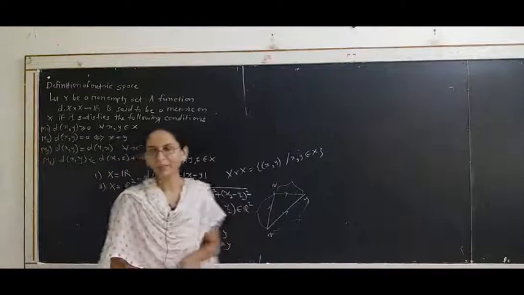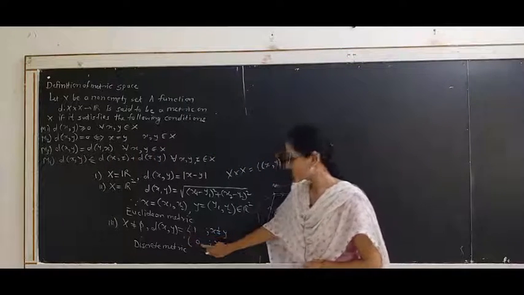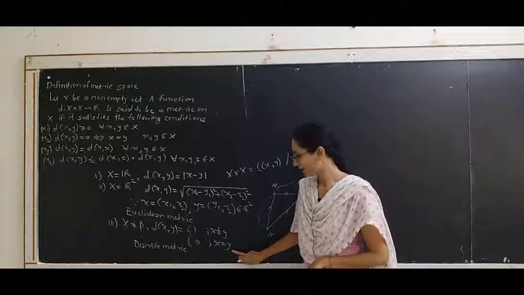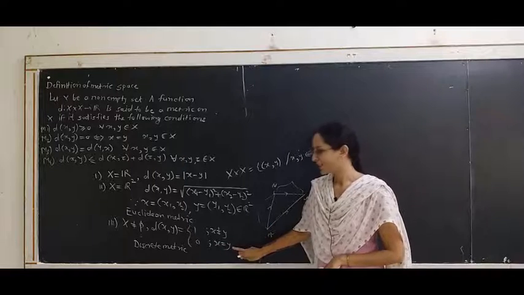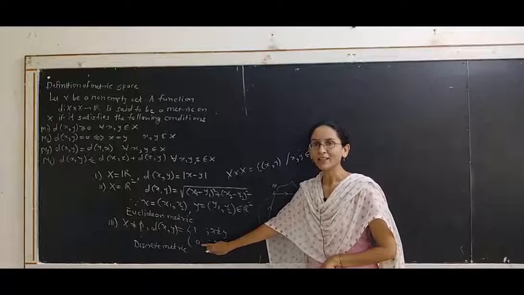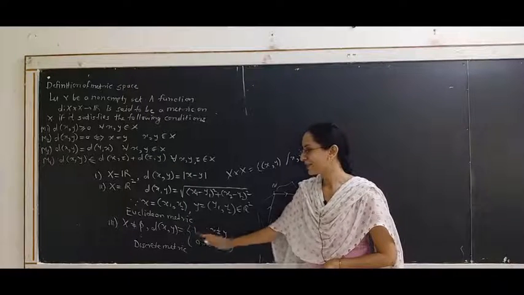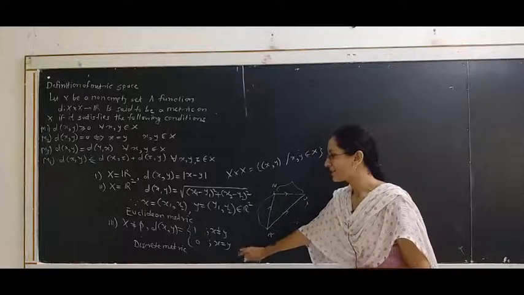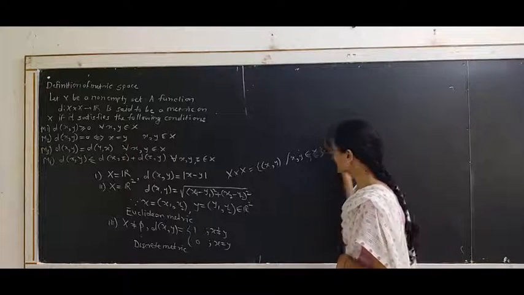This is the metric which defines the distance as 0 if the point is itself. If you are calculating the distance of x from x, then the distance is 0, and if those 2 points are not equal, then the distance between those 2 points is 1. This is called a discrete metric. Now we go to the next example.